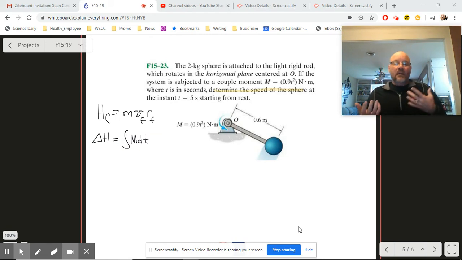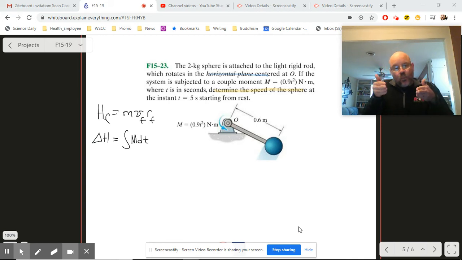Now, the last time it gave us a force and a distance, and so we had to calculate the moment. This time it just says something's causing this thing to spin. So there's a motor or something, a drive shaft that's hitting it like this. Now, did you notice where it said that this thing is in the horizontal plane? Did that seem a little odd? Why would they bring that up?